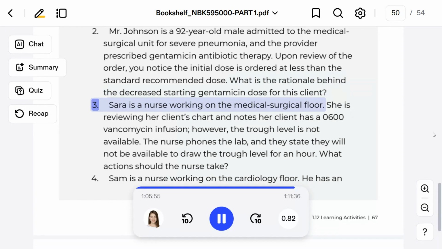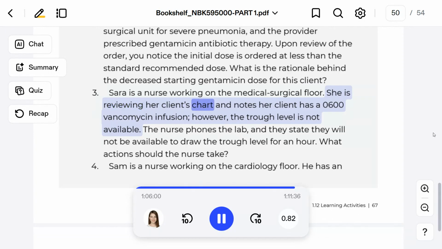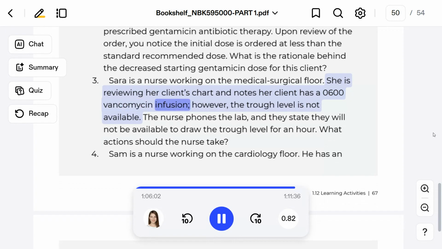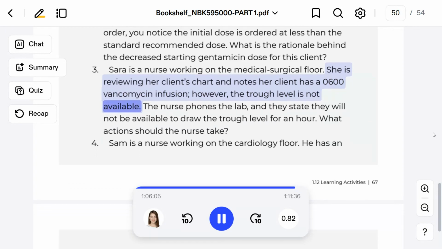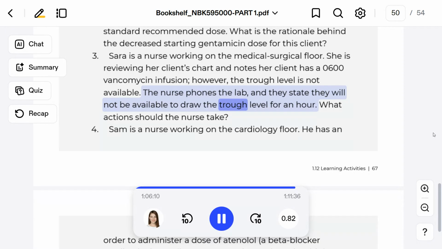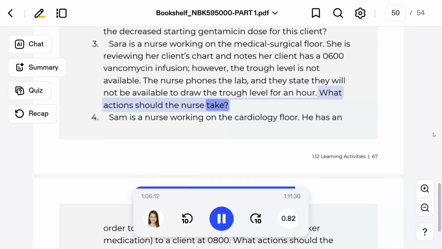3. Sarah is a nurse working on the medical surgical floor. She is reviewing her client's chart and notes her client has a 0600 vancomycin infusion. However, the trough level is not available. The nurse phones the lab, and they state they will not be available to draw the trough level for an hour. What actions should the nurse take?